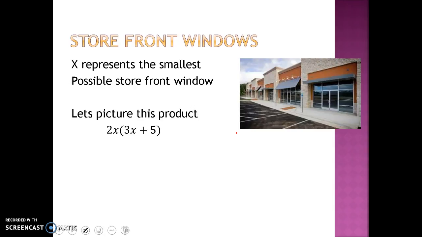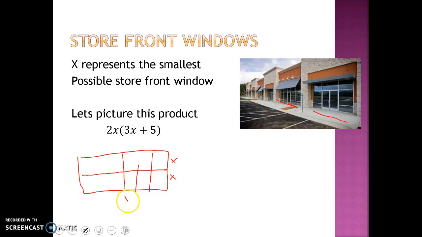Suppose that X represents the smallest possible storefront window that you could have. You obviously, if you own a store, like in the picture, you want to have as big of a storefront as possible. So let's say you get a corner store, and along the one side you have two X's, maybe that's two opportunities for doors, and then you also have three X's going this way. So here's an X, an X, and an X, plus 5 little spaces, maybe 5 more feet. So 1, 2, 3, 4, and 5. So this would kind of be cut off and be, here's 1, 1, 1, 1, and 1. So I have 5. So this side here is 2X. This side here is 3X plus 5.